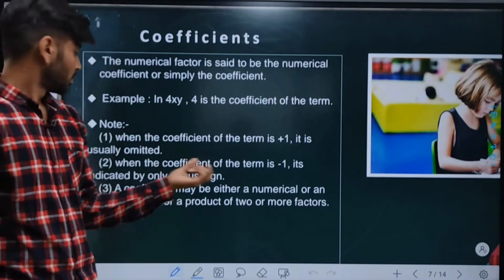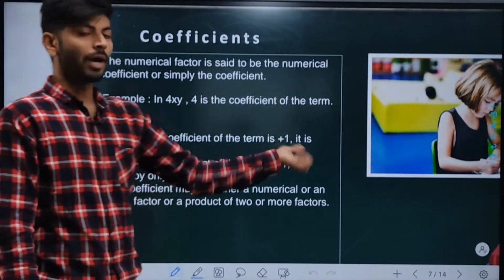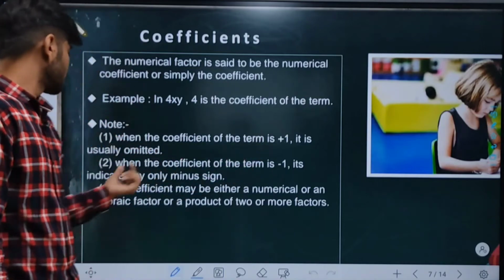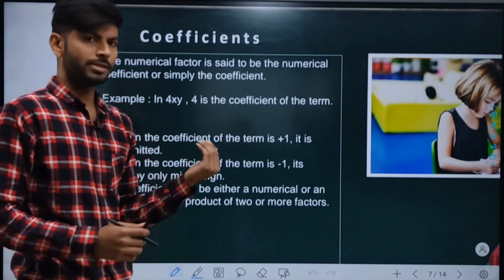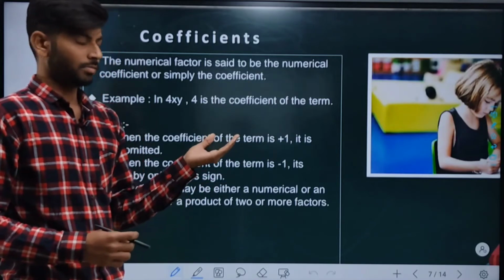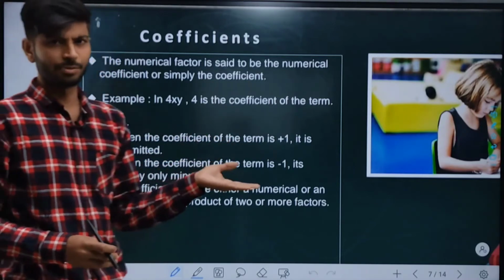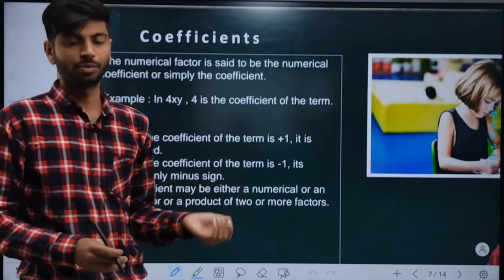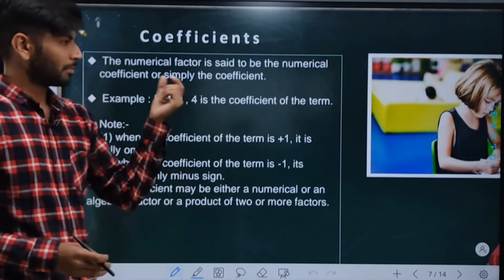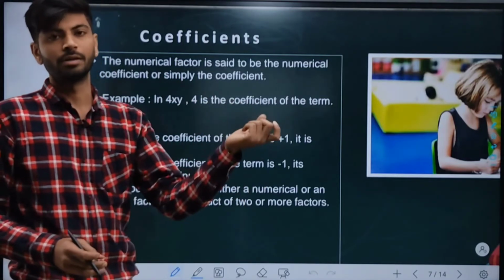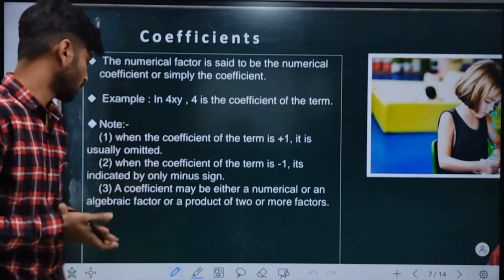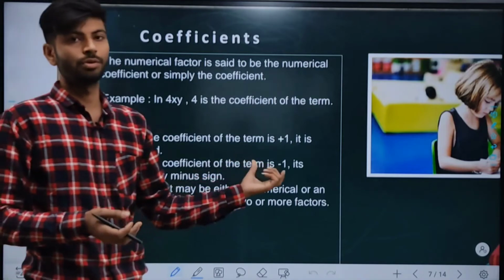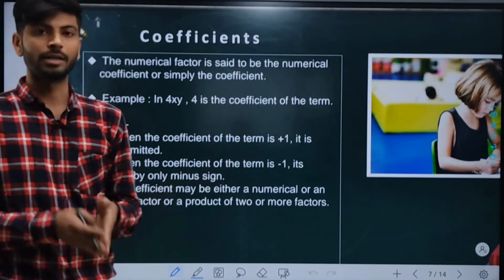Similarly, when the coefficient of the term is minus 1, it is indicated by only the minus sign. We have seen previously there is minus xy. So in minus xy we will write minus 1 x and y. So what will be the coefficient of this term? Minus 1. But we will show only the minus sign in the term.